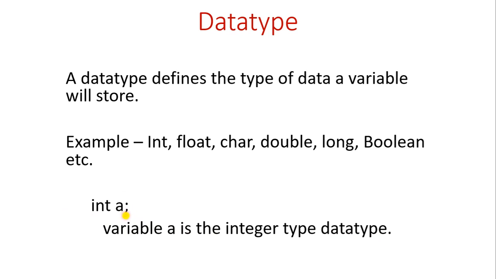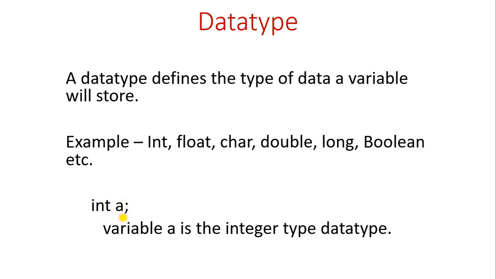So the type of data a variable holds represents the data type. Here I have written int a, so a can't hold decimal values, it holds only integer values such as 20, 35, whatever it may be. If I write float a here, then what will happen? The variable will hold only decimal values, not integer values. So the type of data a variable holds represents the data type.